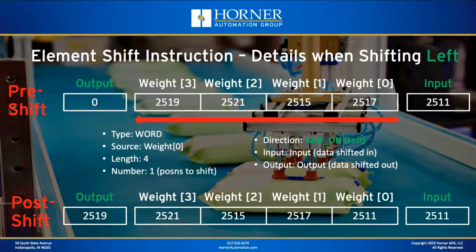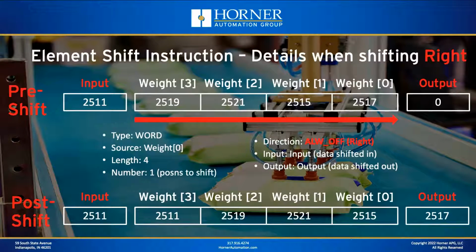My input is the data I'm going to be shifting in. I'm showing it there on the upper right hand side. My output is the variable that I'm going to shift my data into, that is falling off the end of the shift register. And then my result you see there at the bottom. So you can tell everything's shifted over from right to left. The leftmost position, or weight sub 3, was copied to the output variable, and the input variable was copied into the rightmost position of weight sub 0. So that is an element shift instruction. Details when we're shifting left.